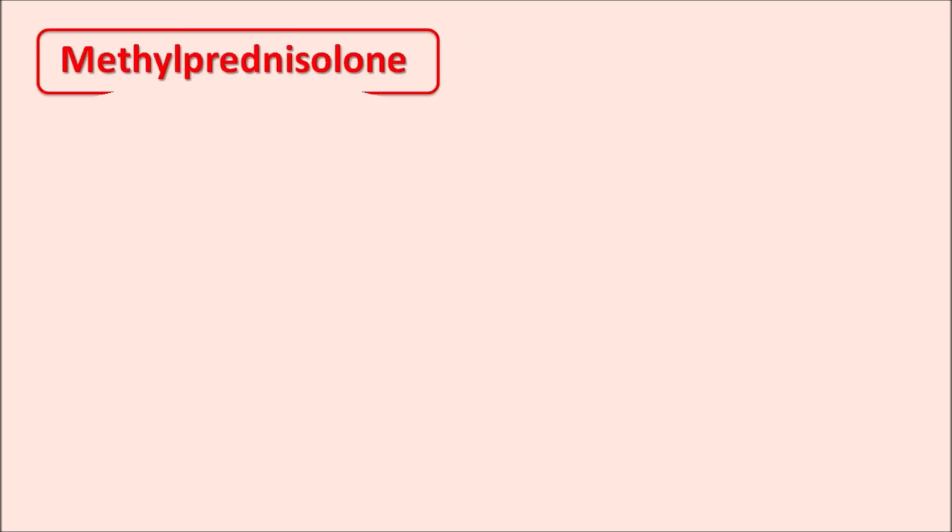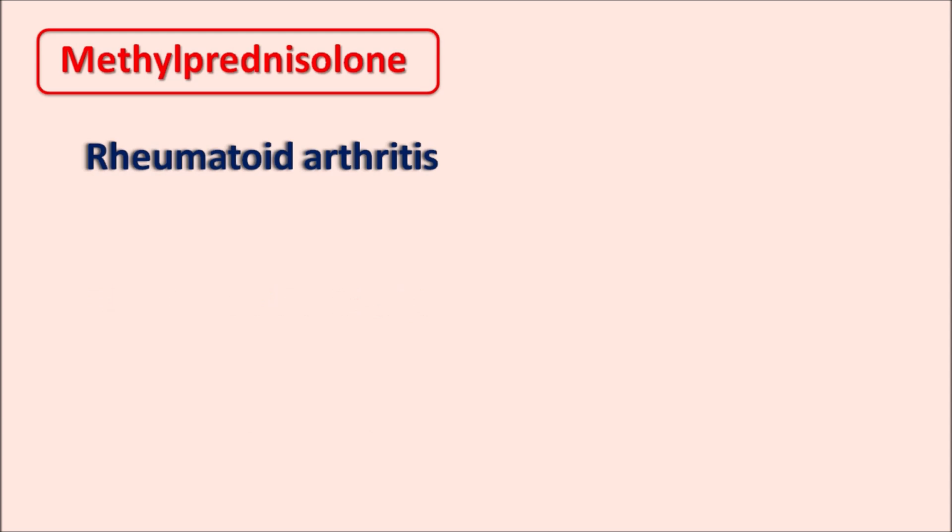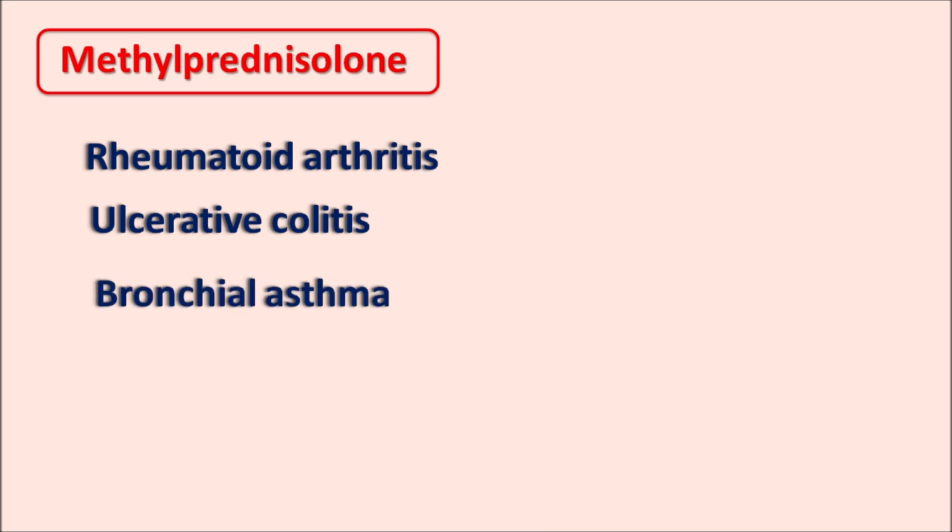Now, this drug is useful in various disorders like rheumatoid arthritis, which is an inflammatory disorder. Similarly, this drug can be used in a few conditions like ulcerative colitis, which may produce inflammatory bowel disorder, and bronchial asthma, where methylprednisolone can reduce the attacks of asthma in the patients. And in conditions like systemic lupus erythematosus and severe psoriasis, where it again modifies the immunity.